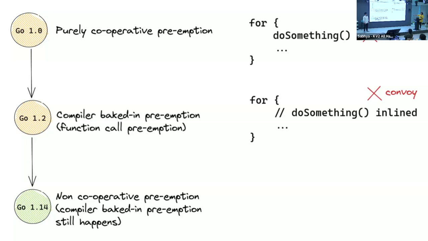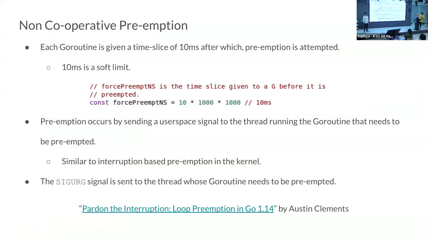Finally, in Go 1.14, we got non-cooperative preemption. Every 10 milliseconds, a Go routine will be tried to be preempted. It's best effort preemption. It's not guaranteed because you can't always preempt a Go routine. There are safe points at which you can preempt it. The way it does it is it sends user space signals to the thread that is running this long running Go routine. And the signal it sends is SIGURG.